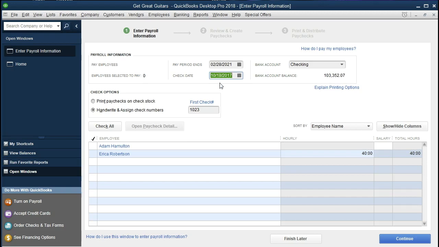The paycheck date should be the date that we write the checks, but obviously we're working a problem on a different date than the current date, and therefore I'm going to put the date as the same date, 02/28/21. So we're going to say the pay period ended, and we're writing the check at the same date. That doesn't necessarily have to be the case. We're going to take it out of our checking account.